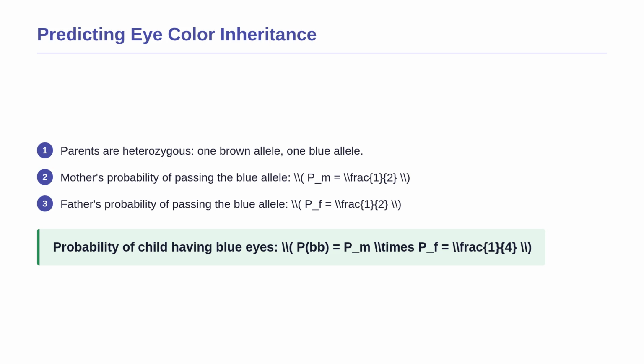The mother has a 1 in 2 chance of passing on her blue allele, so PM equals 1/2. The father also has a 1 in 2 chance, so PF equals 1/2. Multiplying these together gives us 1/4. Physically, this means there is a 25% chance in every pregnancy that the child will have blue eyes, showing how hidden traits can suddenly appear.